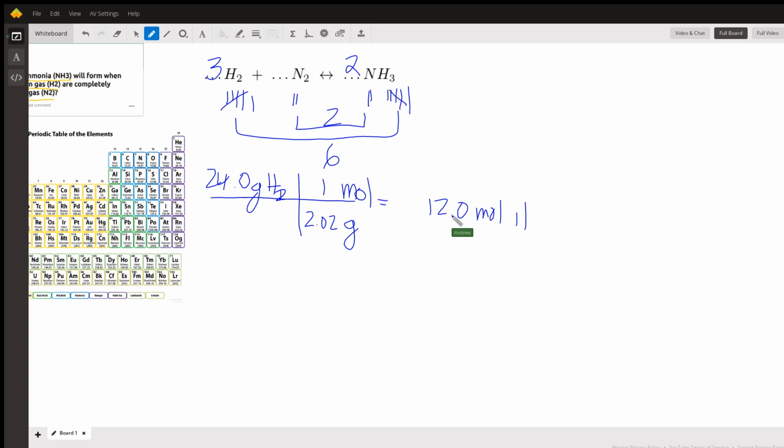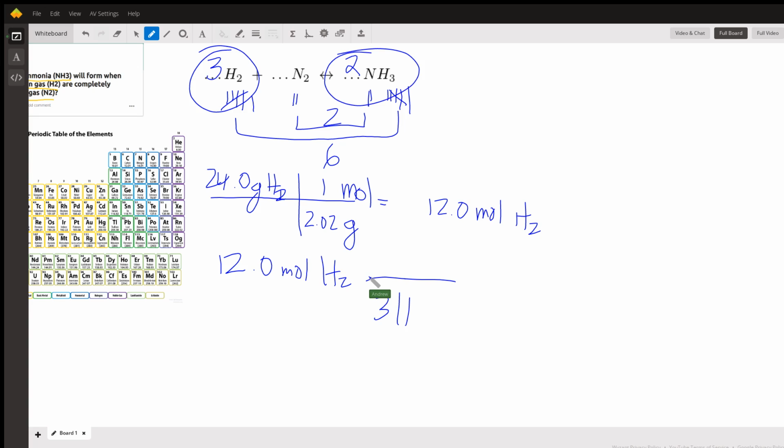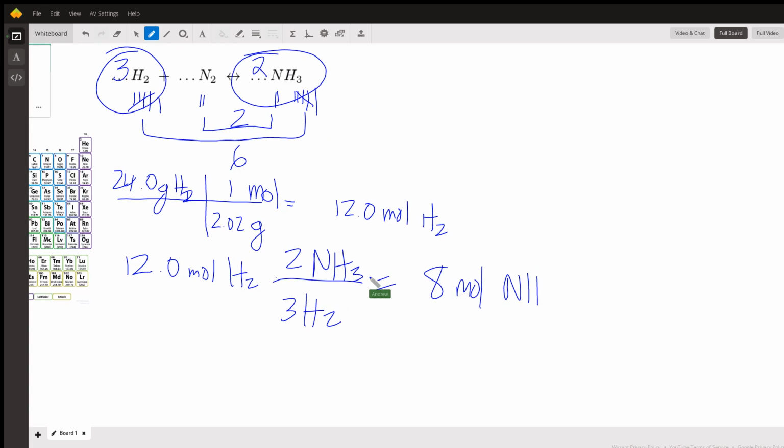Now 12 moles of what? It's 12 moles of H2. So now we've got to think about the stoichiometric relationship between H2 and our product. So 12 moles H2. Well, for every 3 H2, there's 2 NH3. So for every 3 H2, there's 2 NH3. So that means that in the end, we're going to have 8 moles of NH3. Let me work that out. Moles H2 cancel out. We're left with moles NH3. So now we got from amount of moles to amount of moles.